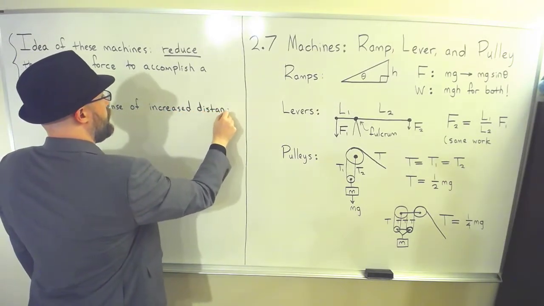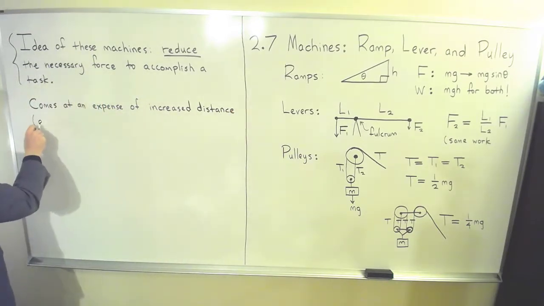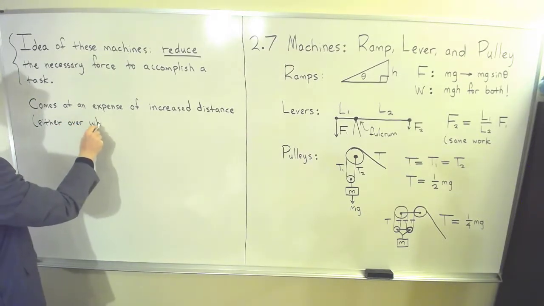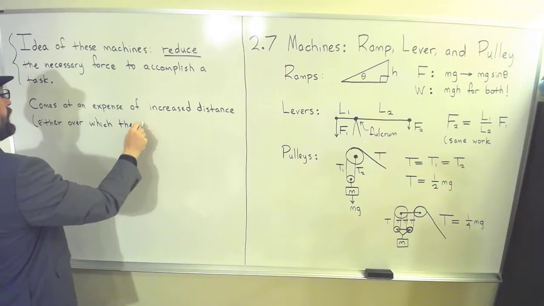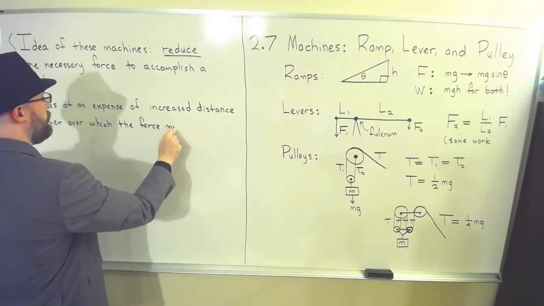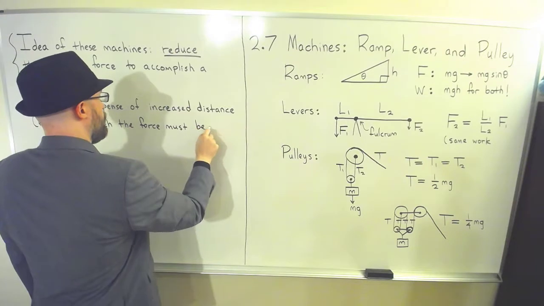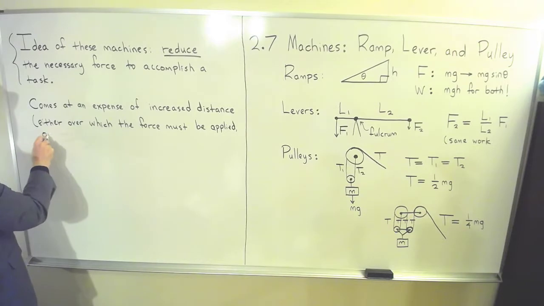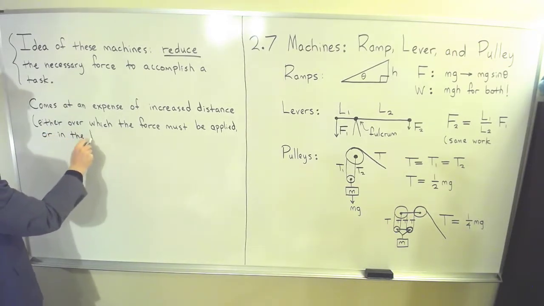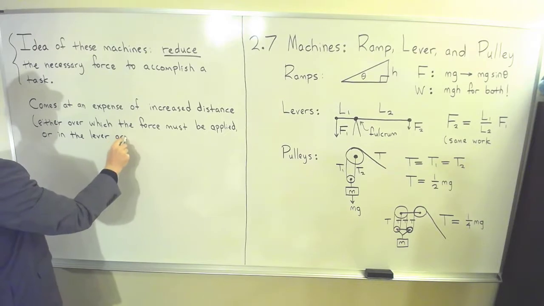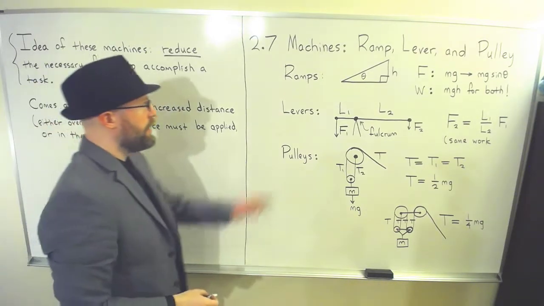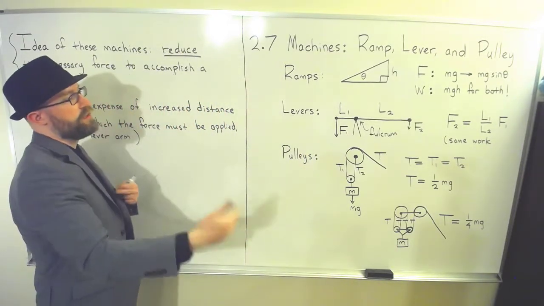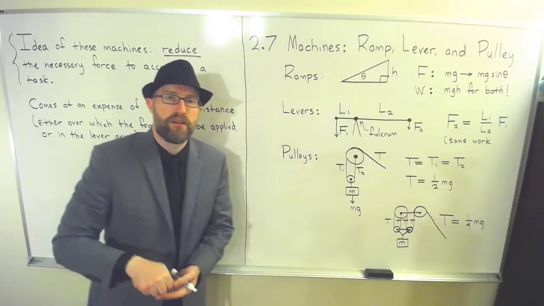and this could be in two forms in the examples that we have here. So this is either the distance over which the force must be applied, or the length of the lever arm. And that depends on whether we're talking about a ramp or a pulley or a lever. In the case of levers, the distance that you're increasing is the length of the lever arm. You need a longer lever.